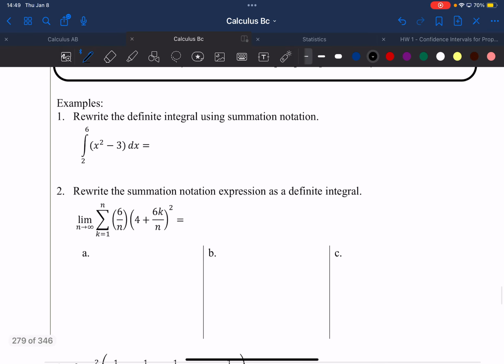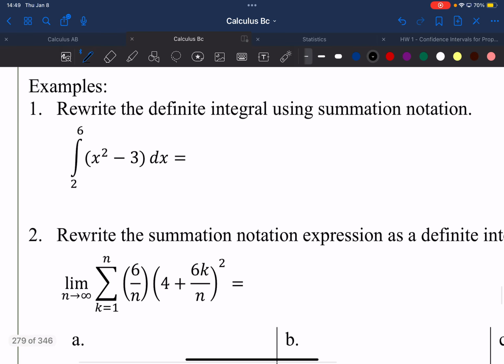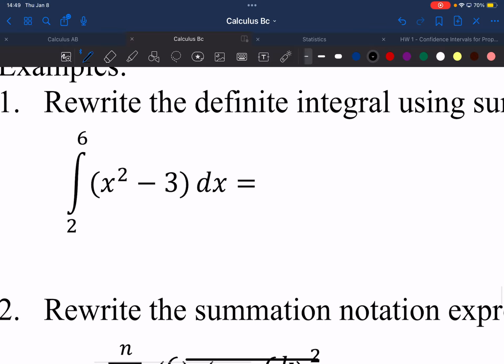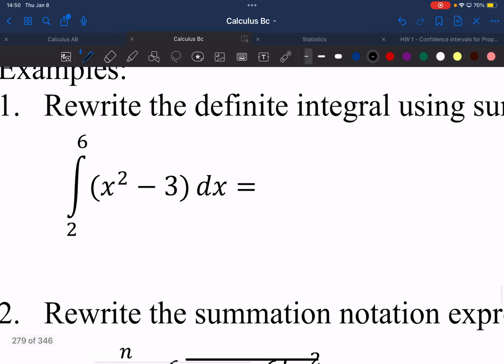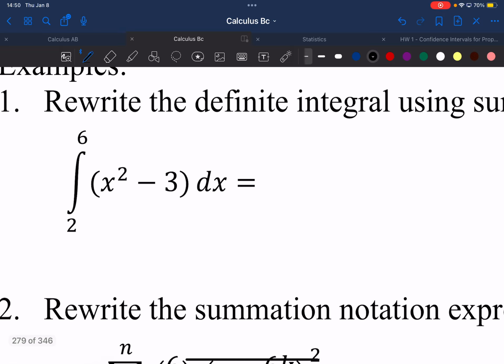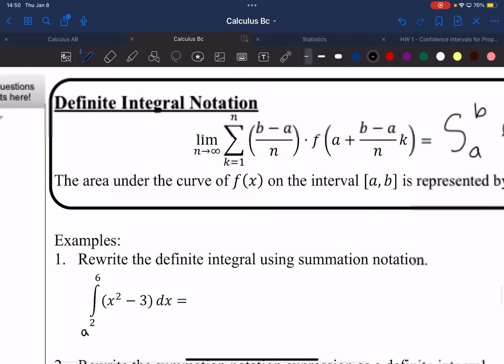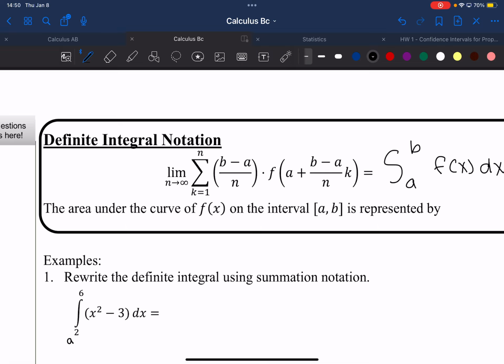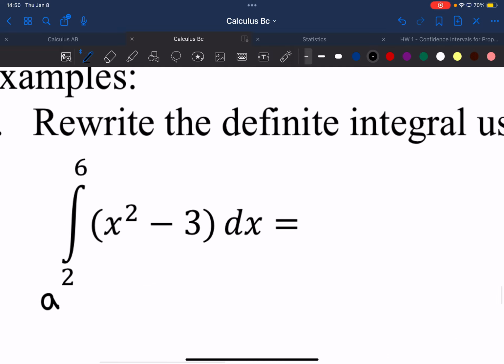So in the first example, it says rewrite the definite integral using the summation notation. So the first thing we have to establish here is what is A and what is B. So what is A? 2. Right, because our integral, look back up here at our formula, is from A to B. So 2 is A. What is B? 6. And then what is our function here?